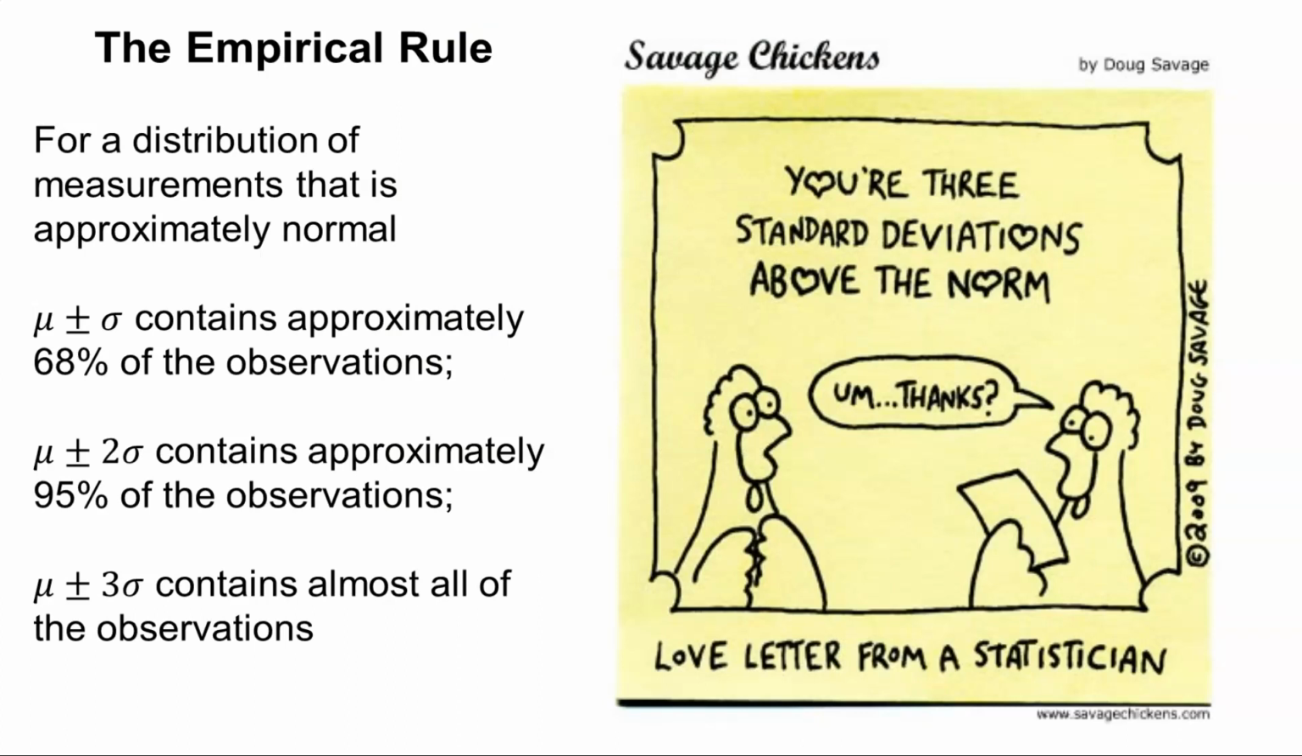The empirical rule tells us something about the normal distribution that's really important. So we can think about mu plus or minus sigma, that is the population mean plus or minus the population standard deviation, contains about 68% of the observations if the data are distributed normally. Mu plus or minus 2 times sigma has about 95% of the observations, and mu plus or minus 3 times sigma has almost all of the observations. And so when someone says you were 3 standard deviations above the norm, that means you were much higher than the mean, and that might be a love letter from a statistician.